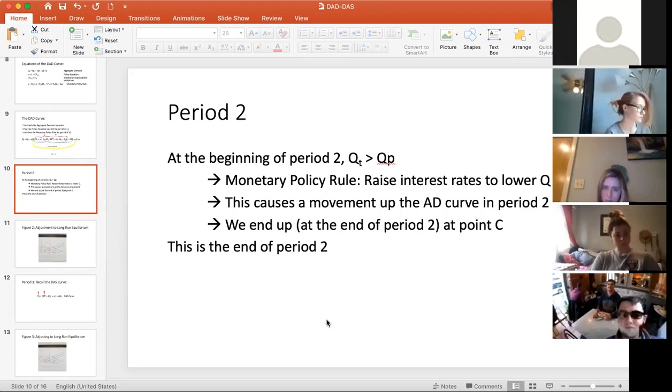And again, remember, this doesn't really require a meeting of the Federal Open Market Committee. They've already given instructions to the New York Fed. And so when the New York Fed observes this is going on, they can almost immediately start to raise interest rates.